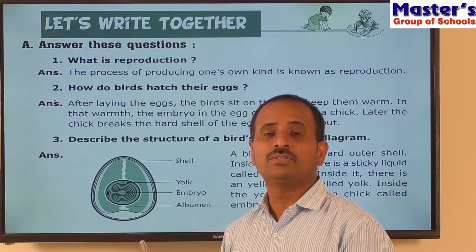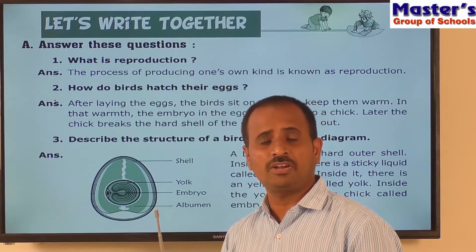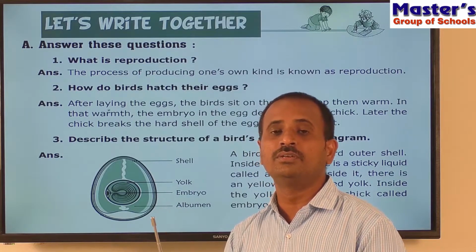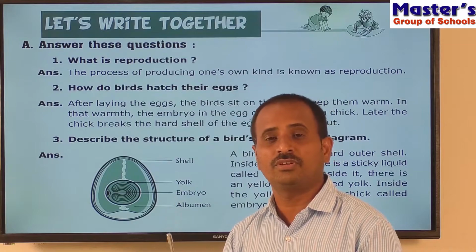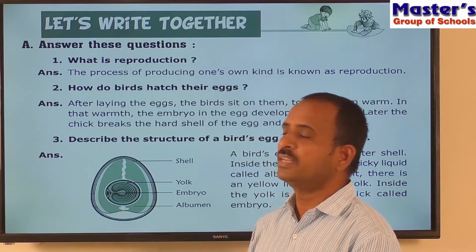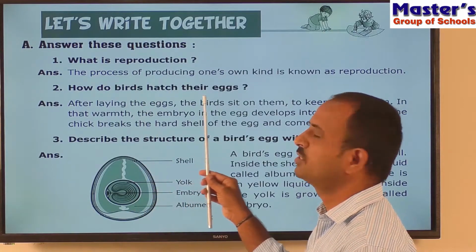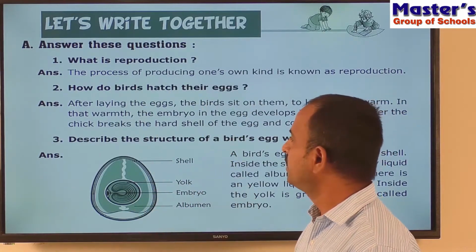Hatching means the process of coming out, that is, the birth of young babies from eggs. So the conversion of eggs into young babies, that is, young birds, is called hatching. In this way the birds hatch their eggs. Every bird will hatch their eggs.